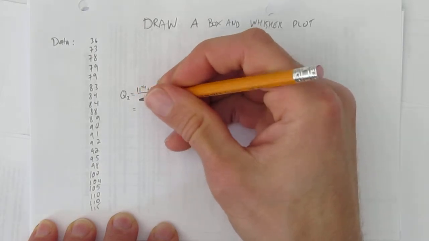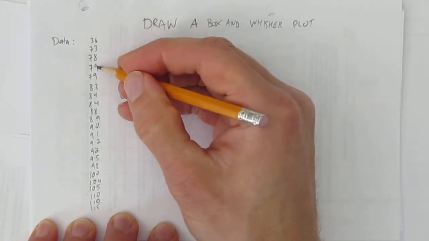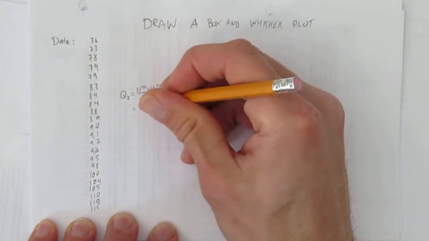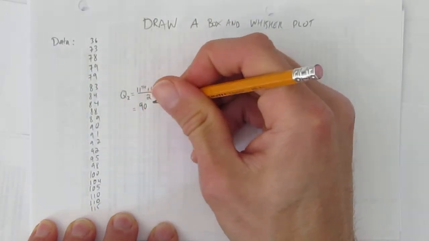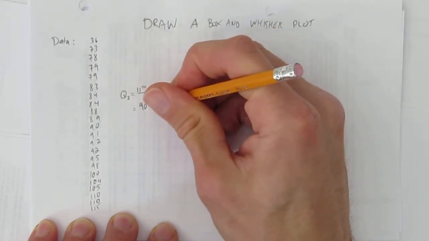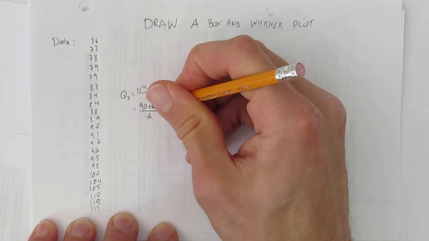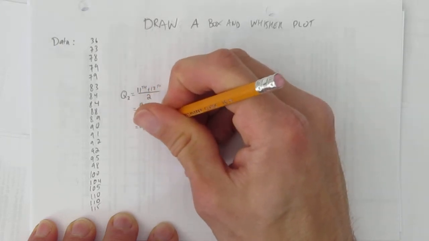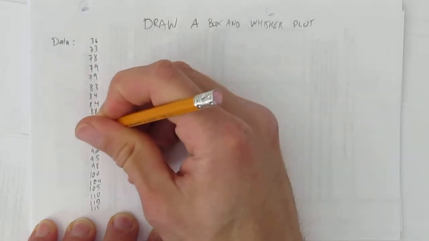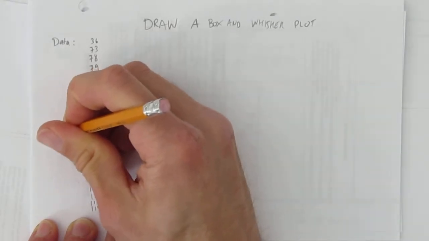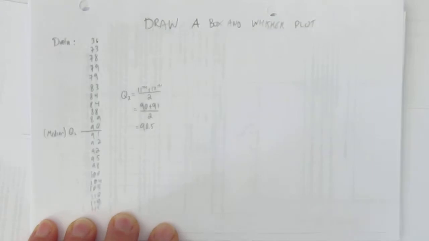The 11th thing is 90, and the 12th thing is 91. When I divide 90 plus 91 by 2, I get 90.5. So right in here is Q2, or the median. That's going to be important later.